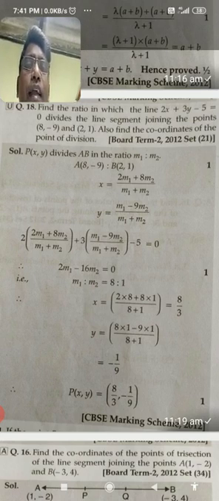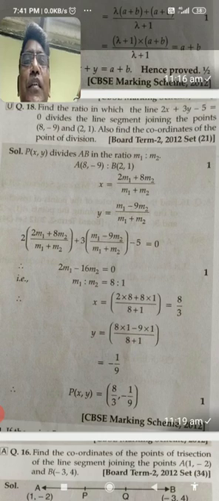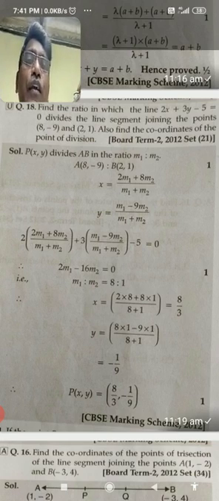So after getting the values, 2m1 equal to 16m2. Clear to you? 2 times 8 is 16. So automatically we will get m1 is to m2 equal to 8 is to 1. I mean your ratio is ready. Now what is left? To find the coordinates. What are your coordinates here? The x coordinate is there, the y coordinate is there. So if you substitute the values of m1 and m2, your point of intersection is also ready.